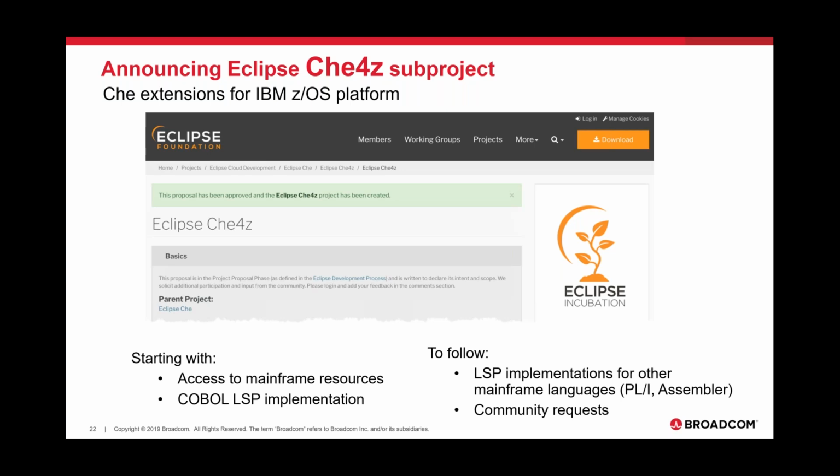So we've partnered with the Eclipse Foundation, and we've introduced the Che4z subproject. This is enabling the Che web-based IDE for mainframe development. We're starting off with a COBOL language server protocol implementation, and that's been donated out there already. And we're going to follow this up with other implementations and really try to build a community around this, engaging around what we hear from the community to inform our future contributions to this open source project.